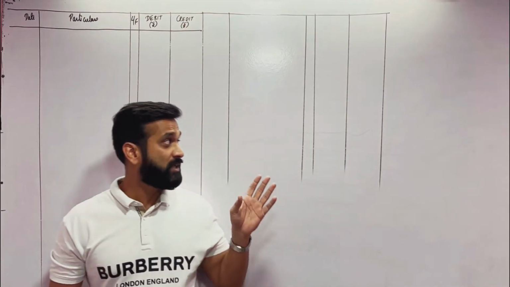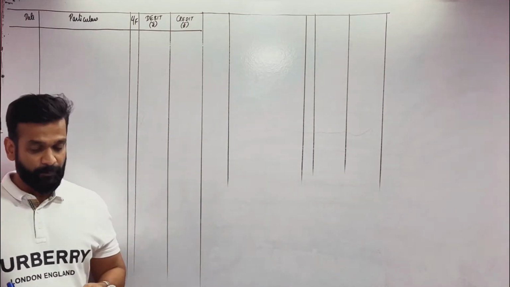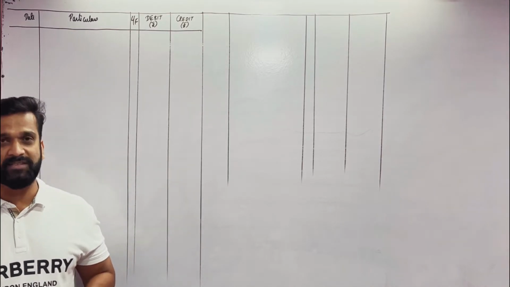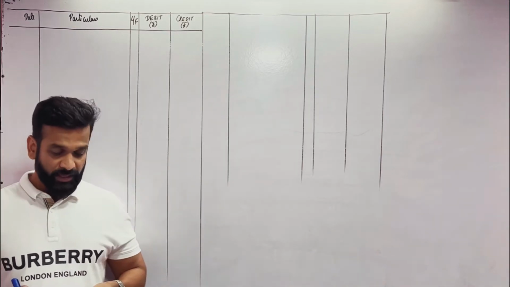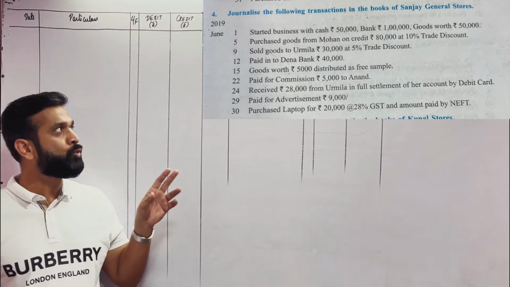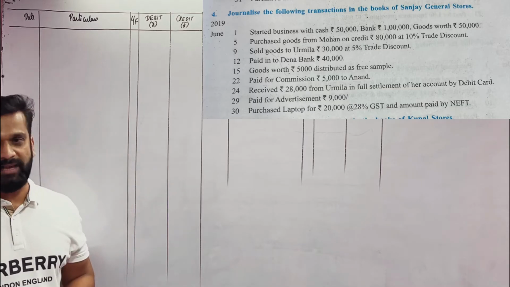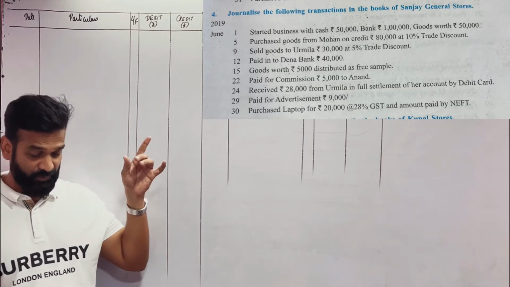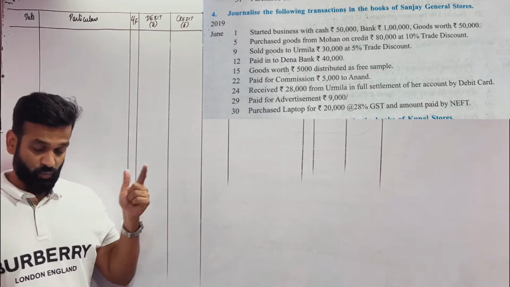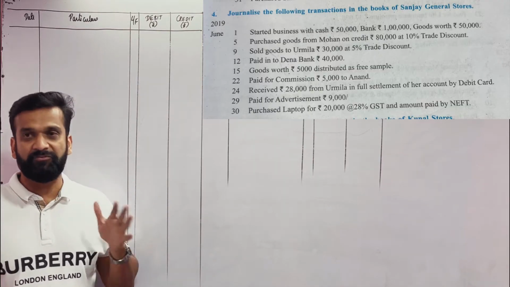So, this is the problem. It is given that journalize the following transactions in the books of Sanjay General Stores. The transactions are of June 2019. The first transaction says, started business with cash 50,000, bank balance 1 lakh, goods worth rupees 50,000.